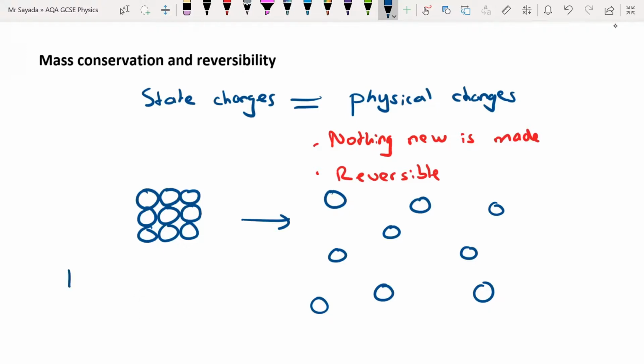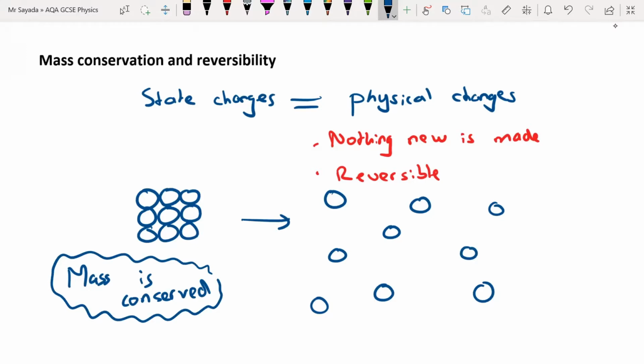That also means that mass is conserved in a state change, meaning the mass before a change of state is the same as the mass after a change of state. If you have a load of ice and you measure its mass, then you melt that ice and measure the mass of the water, it will be exactly the same. And if you then boil that water and trap the steam and measure the mass of the steam, it will be exactly the same. There won't be a change in the mass of the substance because you're not changing the particles. You're just changing their arrangement, their kinetic energy, and the forces between them.